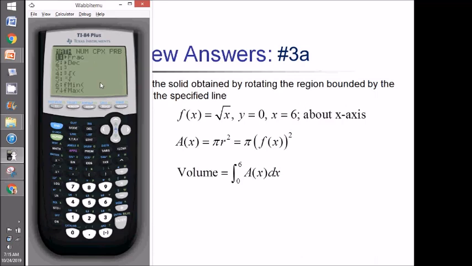So now let me do math 9. I'm going from 0 to 6 on this. And then alpha trace y2, that's where my area function is, dx, grand total of 56.549.